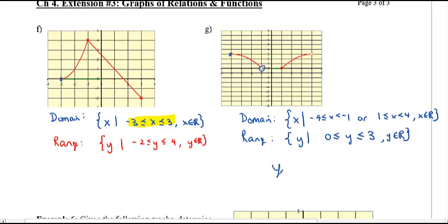And by the way, yes, both are functions. All of these were actually functions, because none of them failed the vertical line test.